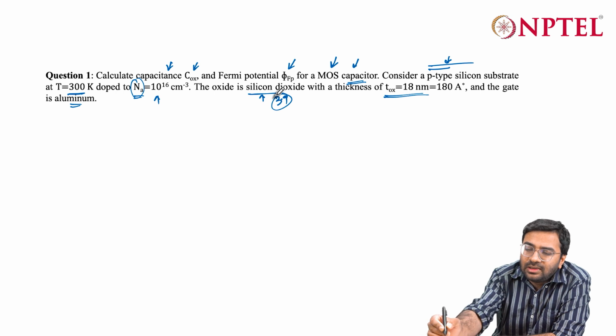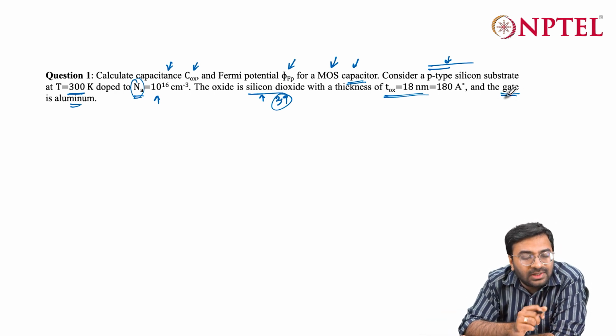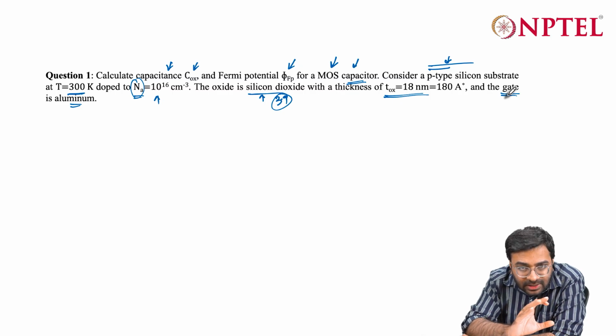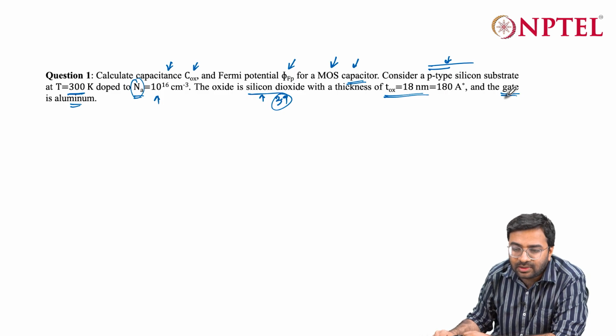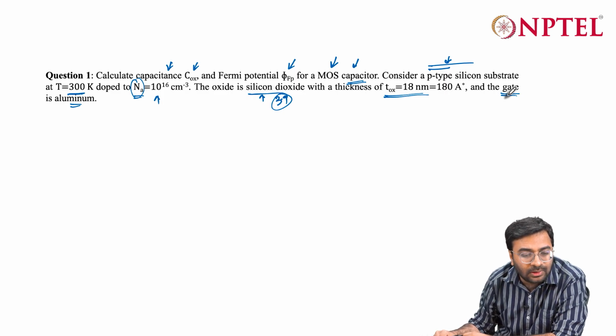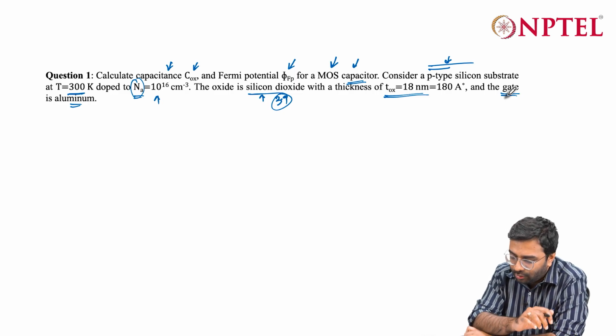And then it is written the gate is aluminum. Now, whether this information has something to do with this question or not, we need to also think. What if the gate is not aluminum? What if the gate is polysilicon? What if the gate is, say, gold? Will anything change? These are things that you can consider at home after this solution process, when we solve the problem.